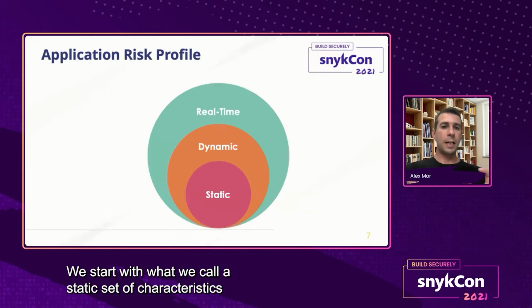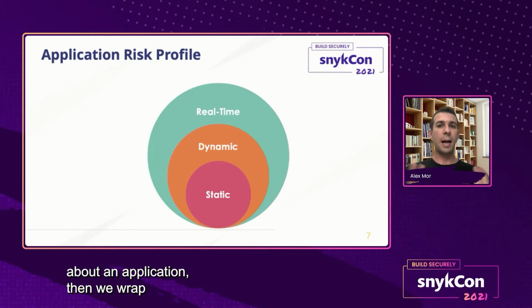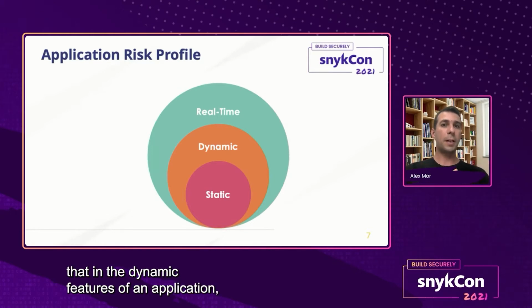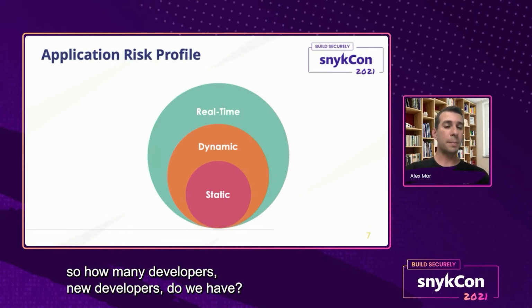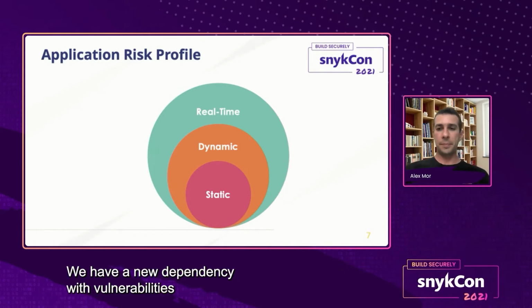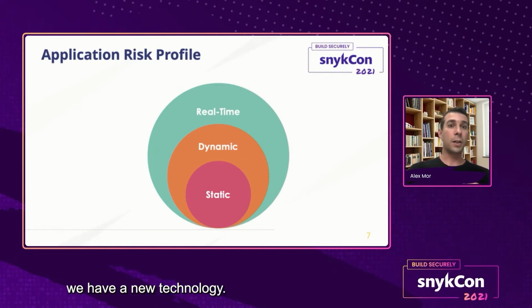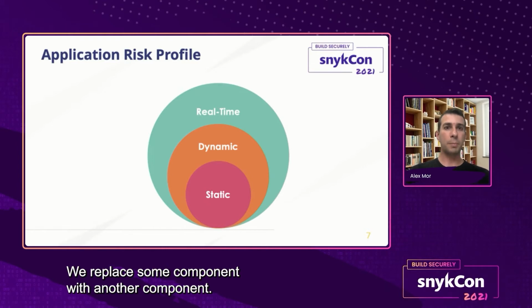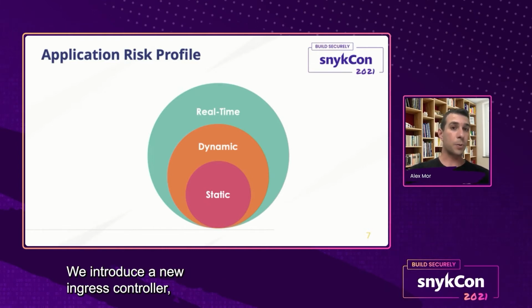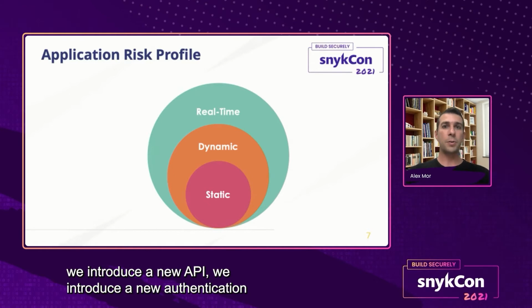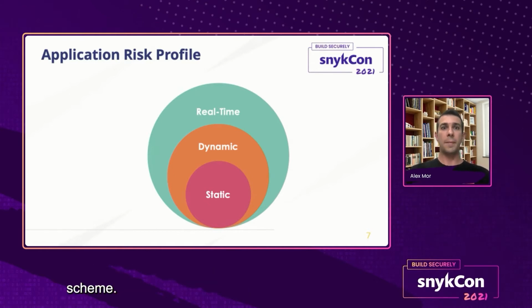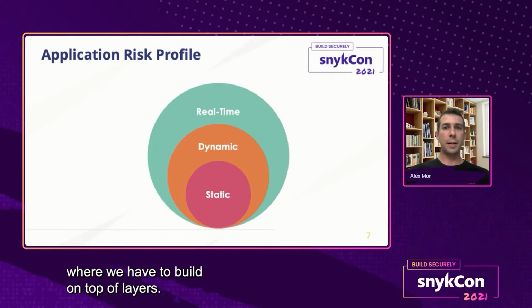We start with what we call a static set of characteristics about an application. Then we wrap that in the dynamic features of an application, right? So how many new developers do we have? We have a new dependency with vulnerabilities, and maybe also in the real-time phase, we have a new technology, right? We replace some component with another component. We introduce a new ingress controller. We introduce a new API. We introduce a new authentication scheme. So this creates a place where we have to build on top of layers.